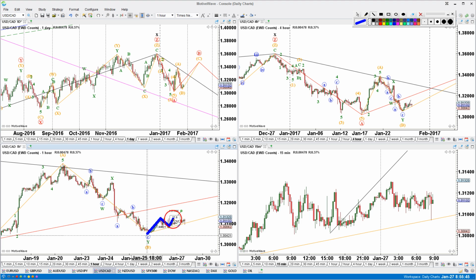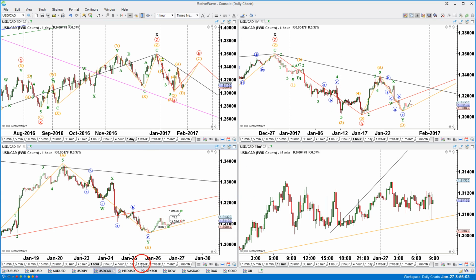So this will be 1, 2, 3, 4, 5 or 1. Then we will get A, B, C for 2. And as you know, that's one of our favorite setups to follow the move to the upside.